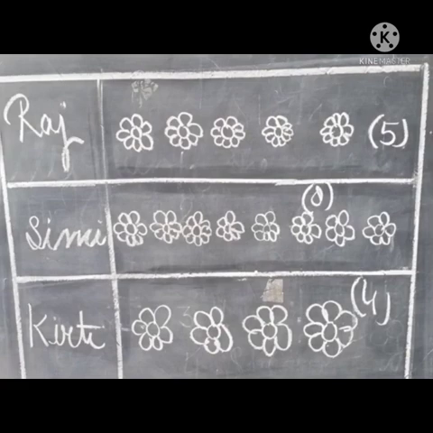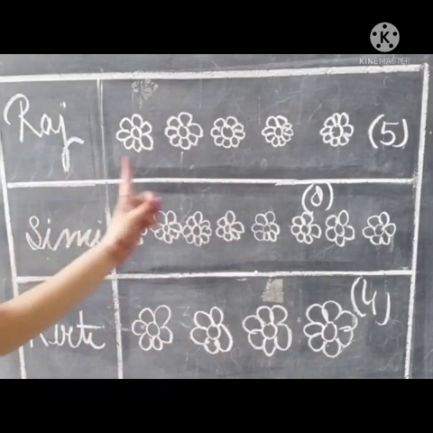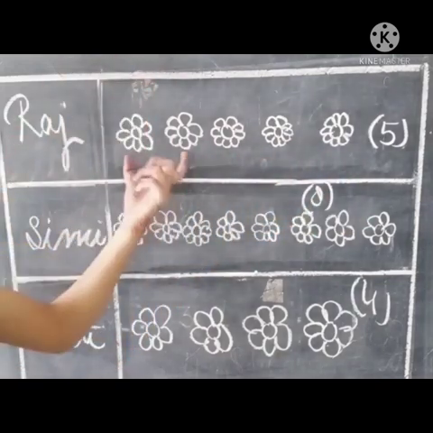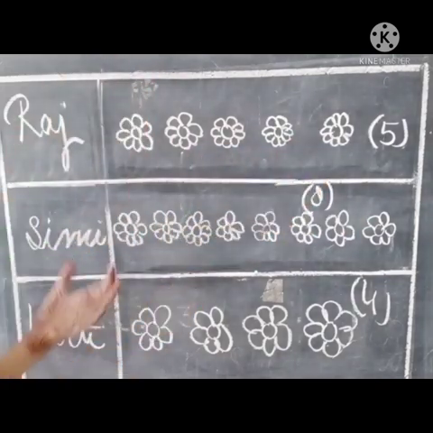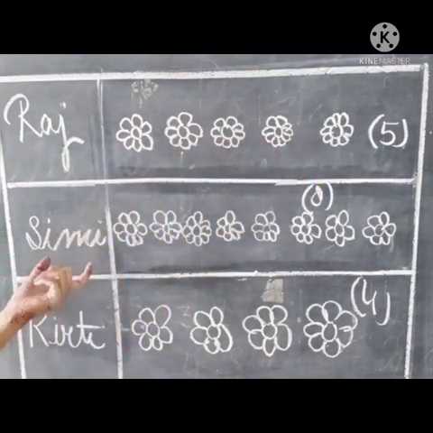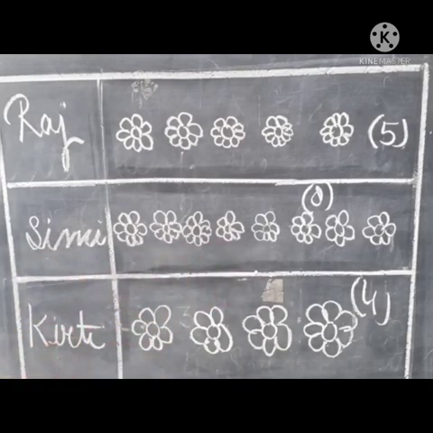If you are given the data and you have to show it with the help of a pictograph, then you have to draw the pictures. The information was about flowers collected, so we have to draw flowers. Raj collected 5, so we draw 5 flowers. Simi collected 8, so we draw 8 flowers. Kirti collected 4, so we draw 4 flowers in their respective columns. And this is our pictograph.